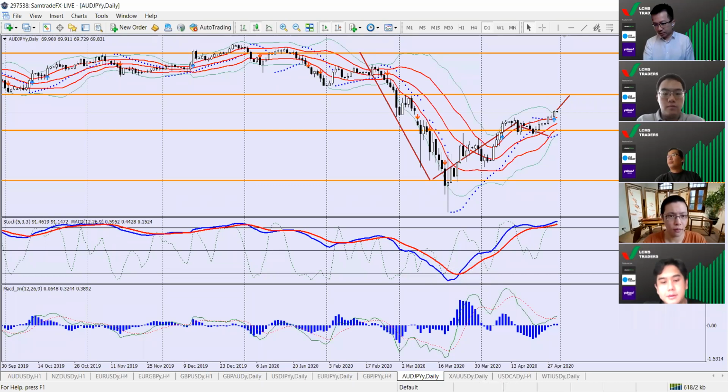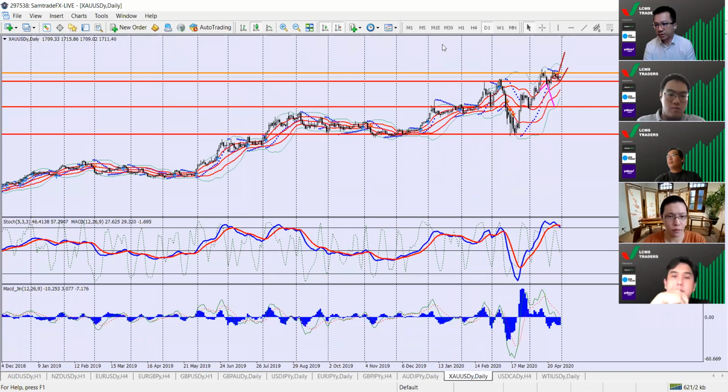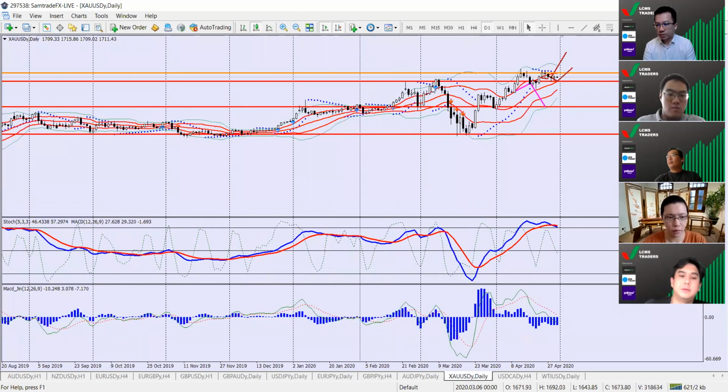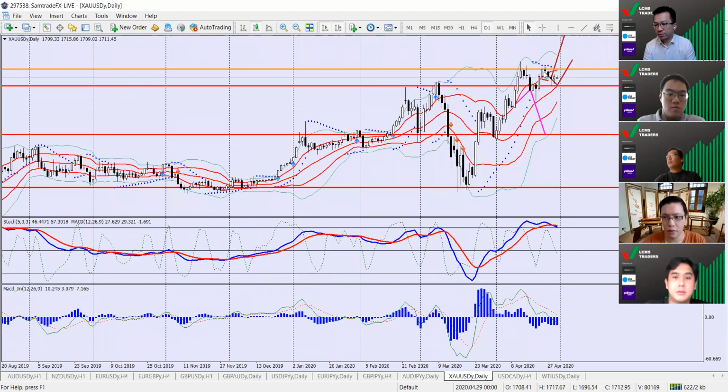All right. Okay. Then lastly, gold. Gold, XAU USD. The last time I shared about gold, I said that if it broke above 1730, it could go higher. It didn't break above 1730, so it didn't go higher. It did come down and test.